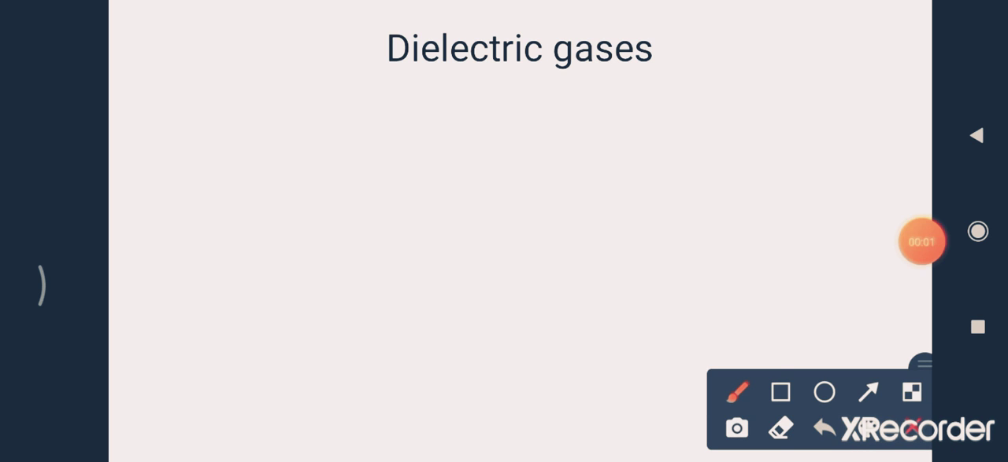Next point, we will see breakdown occurring in dielectric gases. Firstly, we will see the ionization process. Whenever high voltage is applied across dielectric gases, the gas becomes a conductive material, its property is spoiled and breakdown occurs.